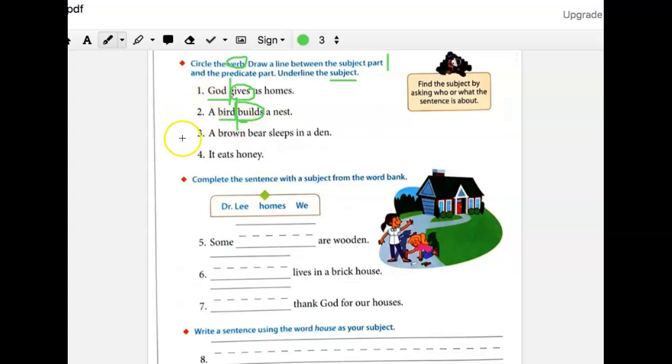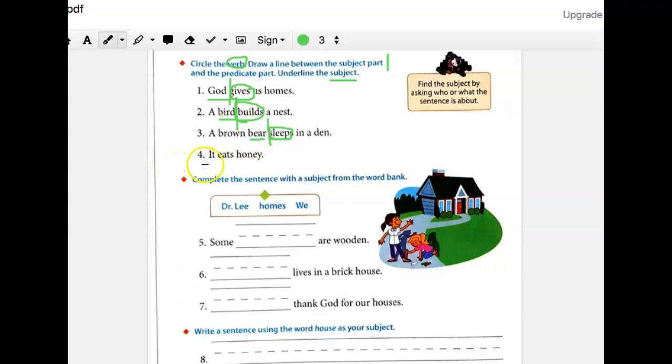Number 3, a brown bear sleeps in a den. What's the verb in this sentence? The verb is sleeps. Then where do we draw the line to split between the subject part and the predicate part? We draw the line in between the word bear and the word sleeps. Then what is the subject in the subject part of a brown bear? The words a and brown are adjectives. The word a is an article, which works like an adjective, and the word brown answers what kind of bear. So that means the subject is bear.